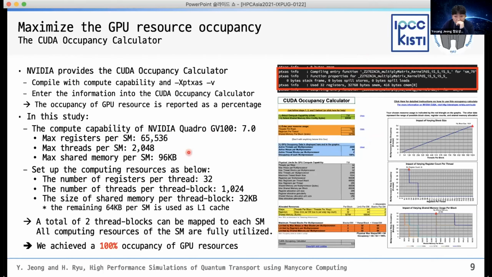The compute capability of the NVIDIA Quadro GV100 that we used in this study is 7.0. So we set up the computing resources like this. Under this condition, a total of 2 thread blocks can be mapped to each streaming multiprocessor. And thus, all computing resources of the streaming multiprocessor are fully used.